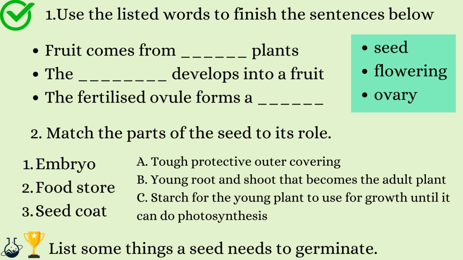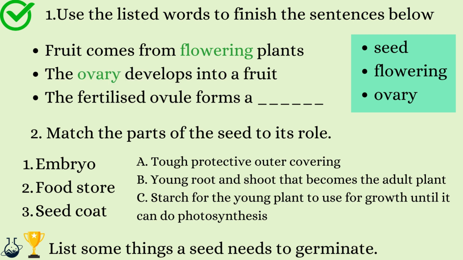Let's see what answers you came up with then. Get your marking pens ready. So firstly, fruit comes from flowering plants. The ovary develops into a fruit, and the fertilized ovule forms a seed.